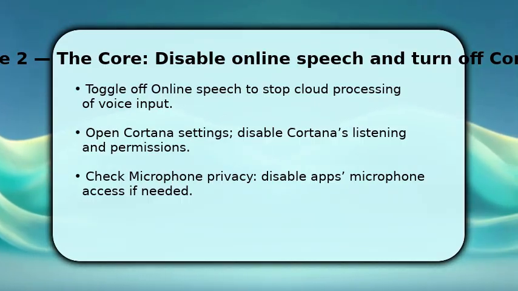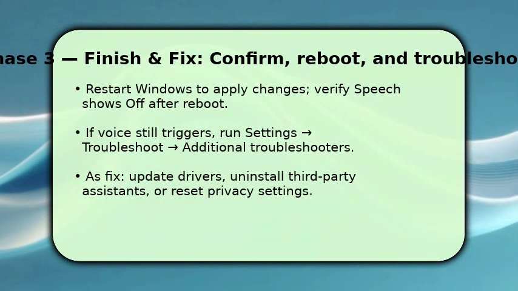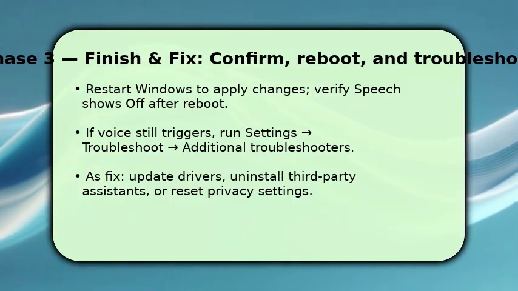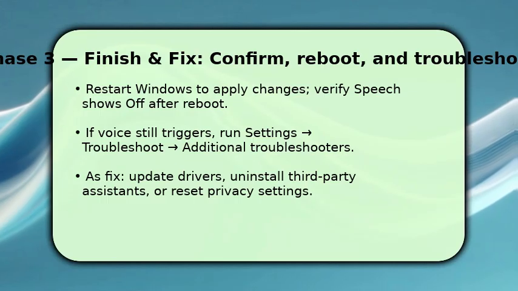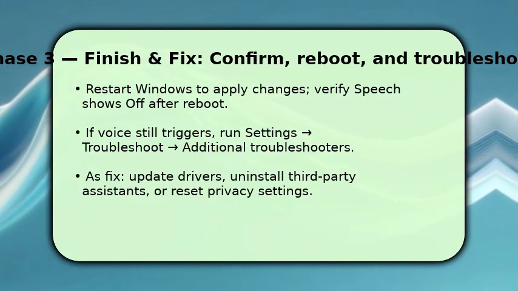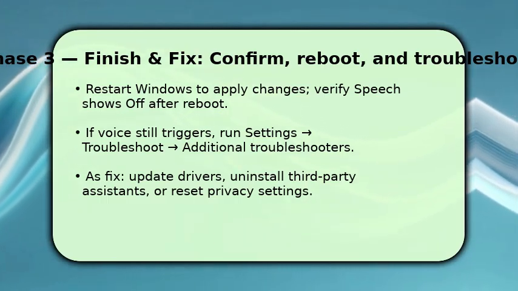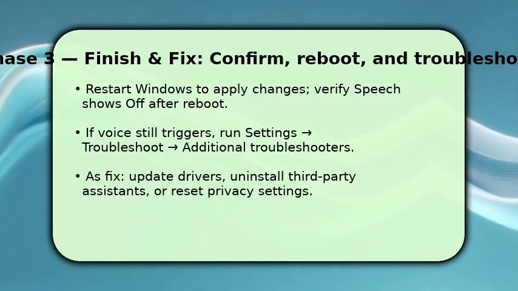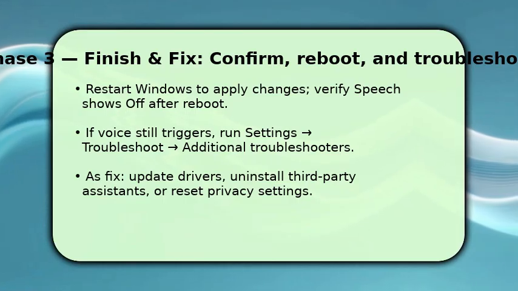After toggling features off, restart Windows to ensure settings apply system-wide. Once the PC restarts, return to speech settings to confirm online speech and related toggles remain off. If voice activation still occurs, use Settings, then Update and Security, then Troubleshoot, and run the relevant troubleshooters.